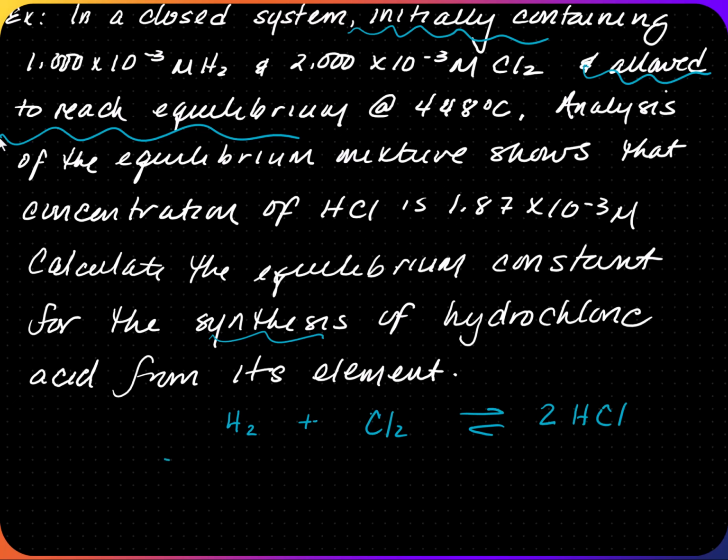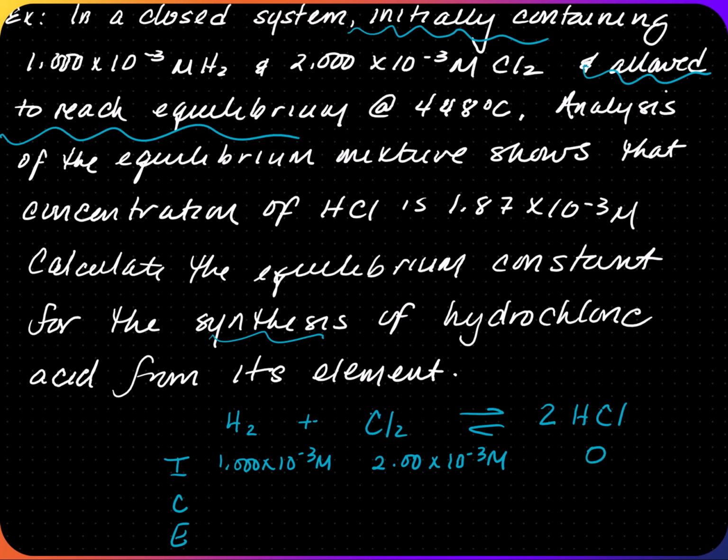So the ICE table is going to be I, C, E, and we're going to fill the table up. My initial concentration for H2 is given as 1.00 times 10 to the negative third molar. For chlorine, it is 2.00 times 10 to the negative third molar. We are initially starting the reaction, so there is no product, and HCl is 0.